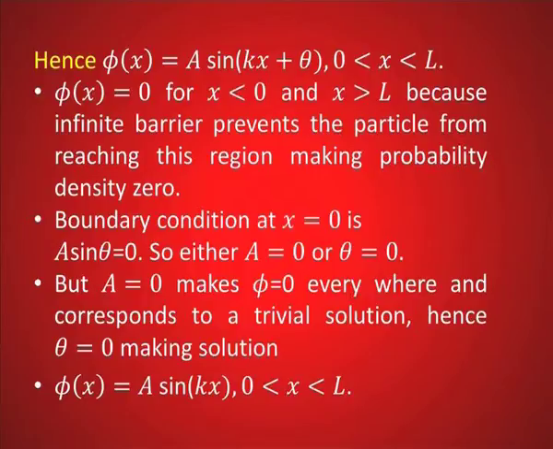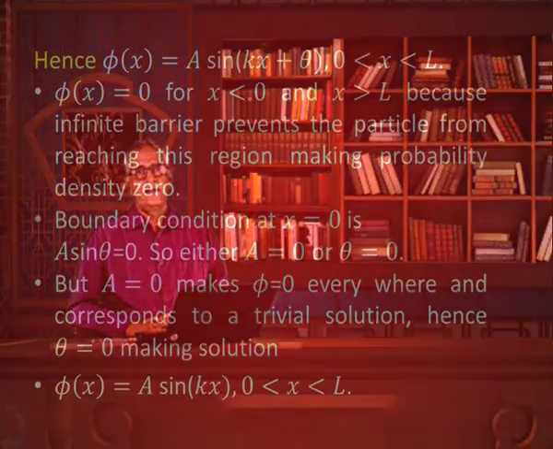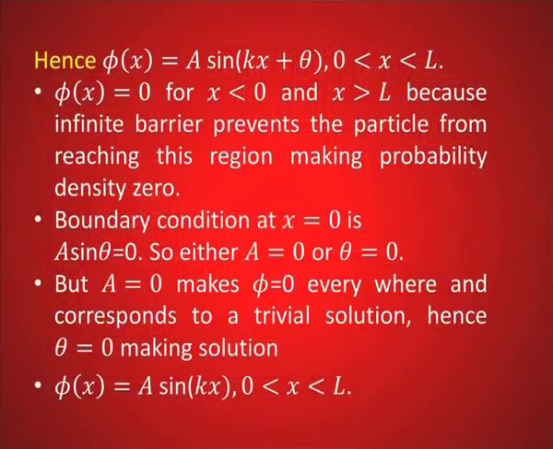So, either a is 0 or theta is 0, but a is 0 makes phi equal to 0 everywhere and corresponds to the trivial solution. Hence, theta is equal to 0, and that makes the solution phi equal to a sin k x when x is more than 0 and less than L. You see, we have used the fact that the trivial solution should be excluded, and that is excluded by making a not equal to 0 and theta equal to 0.